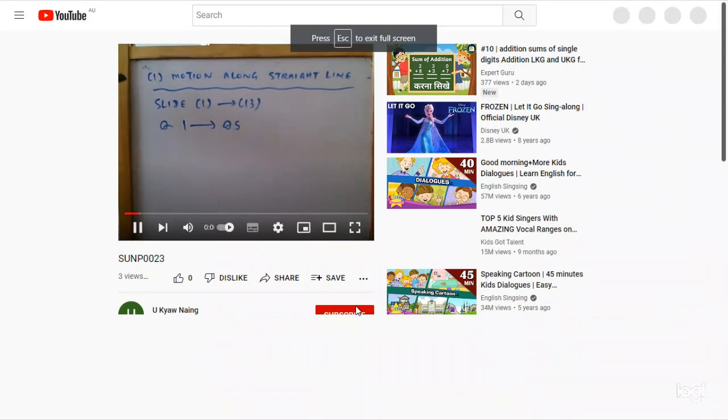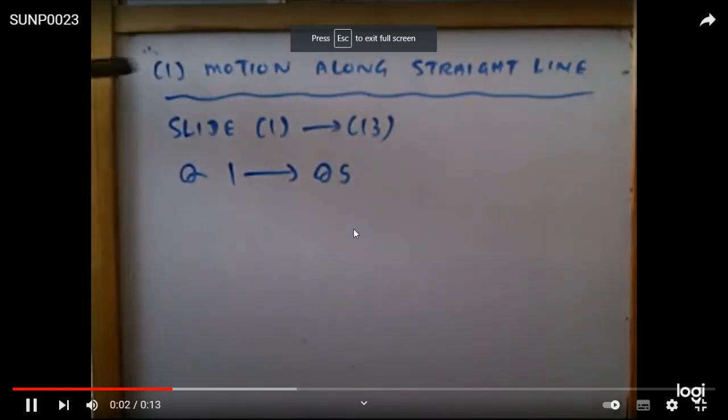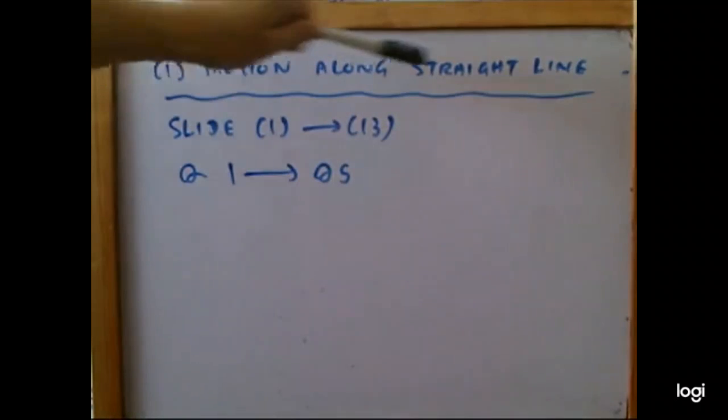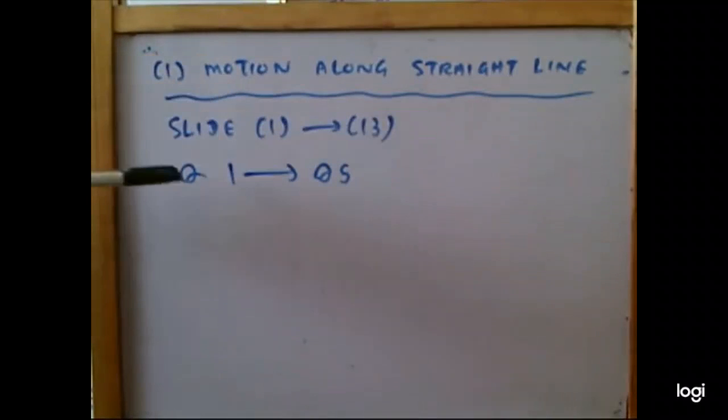So based on this motion along a straight line, you have to do the following study. Topic 1, motion along a straight line. Study slides 1 to 13, and do exercise questions 1 to 5.